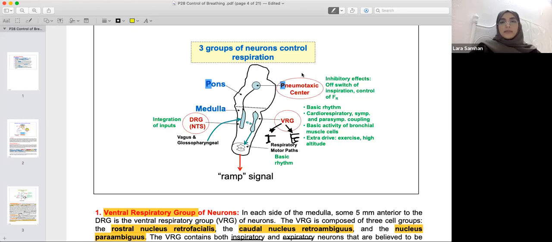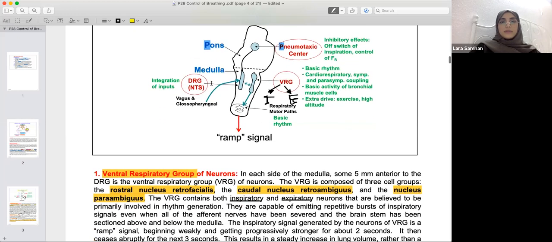And also we have the pneumotaxic center. It basically inhibits or switches off the inspiration, and those three things collaborate all the way together so that we have normal breathing. We don't want to have very high oxygen levels in the body. We don't want to have very high or very low carbon dioxide levels in the body.